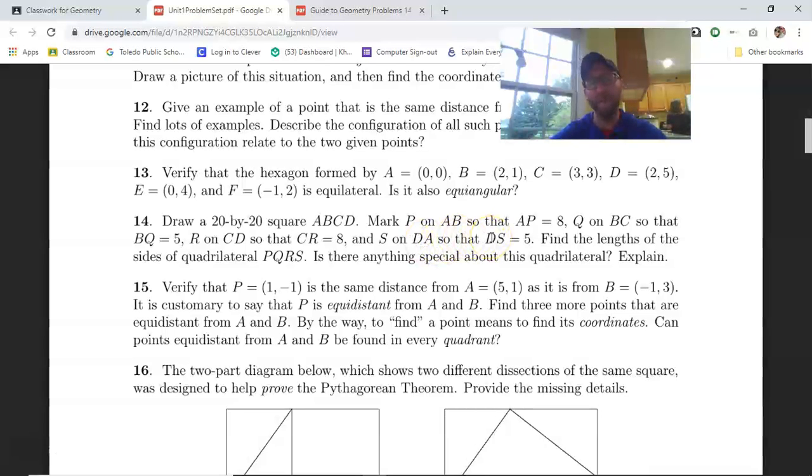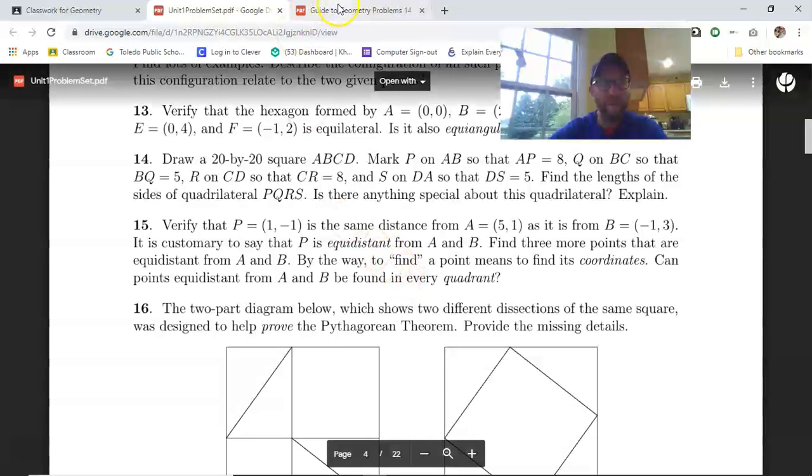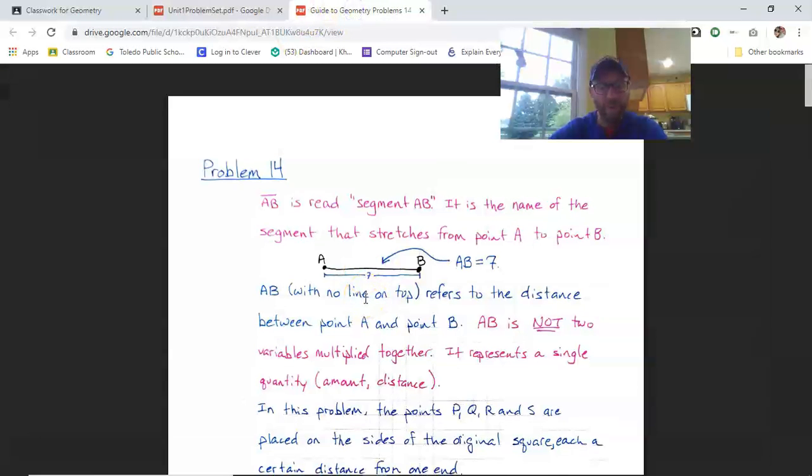So once you have your square ABCD, you're just going to start at the top and go down 8 spaces, and mark a point. Go to the next corner, down 5 spaces, mark a point. Go to the next corner, over 8, mark a point, and then down to the end, and up 5 spaces, and mark your last point. Then you connect the 4 points you just drew to make a parallelogram, or not a parallelogram. Well, okay, I gave it away. It's a parallelogram. Isn't there anything special about this quadrilateral? So there's your answer.